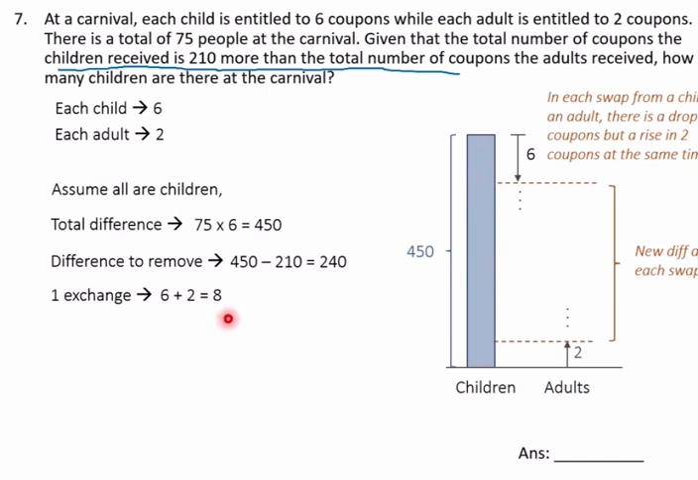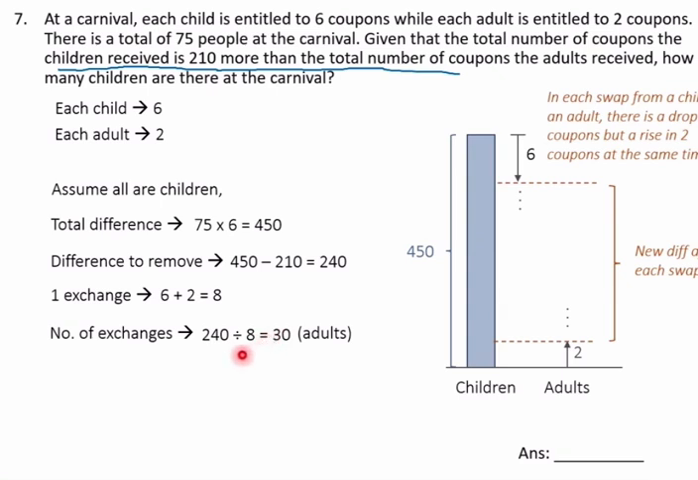Now, of course, one exchange is not enough because remember, altogether we need to remove 240. So the number of exchanges comes in, by taking 240 divided by 8 to find out there are 30 such exchanges taking place. And 30 exchanges also means I have 30 adults in the end, because every exchange I change from a child to an adult. So 30 exchanges also means 30 children change to 30 adults.